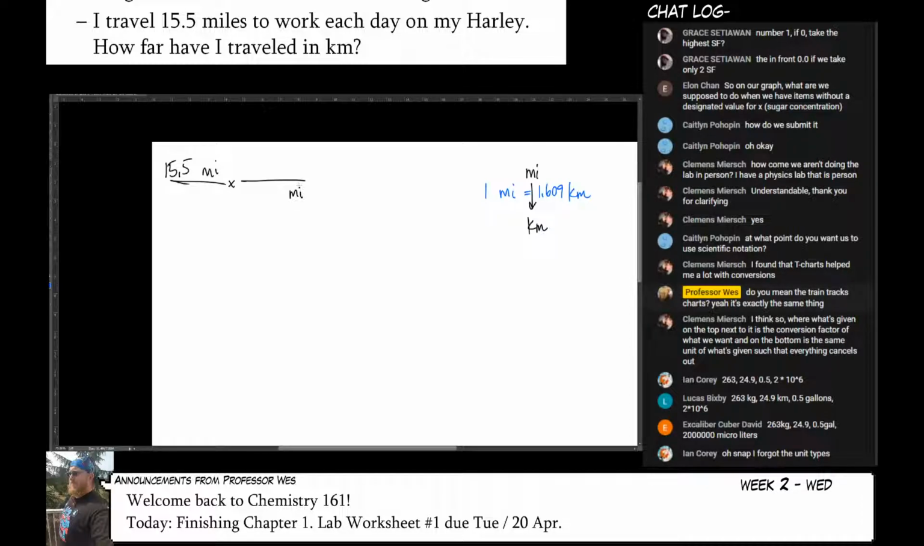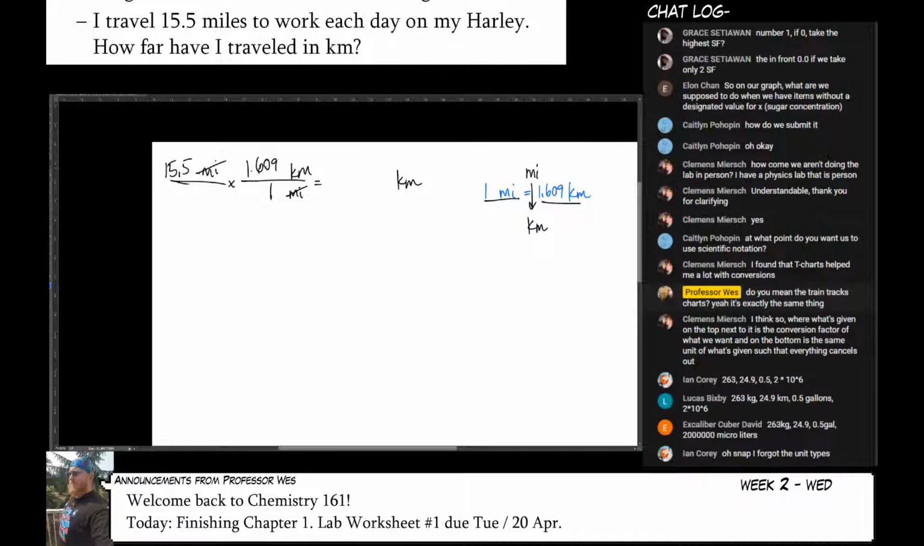Then I'm going to convert from miles to kilometers, setting up the units so that I cancel out the ones that I don't want. This leaves the units that I want. Now I can do the numbers. So it was 1 mile, 1.609 kilometers. There you go.